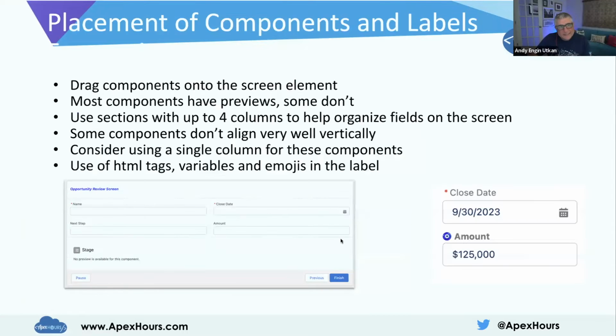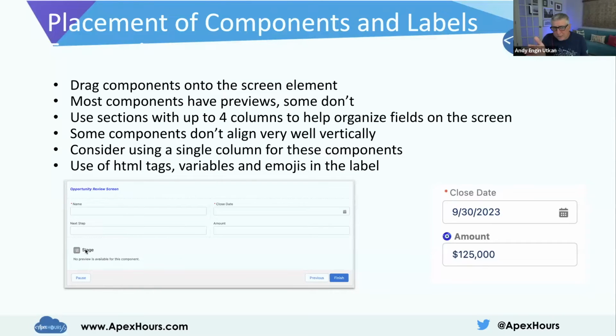So having said that, how do we place our components and labels, and how do we format them in our screen flows? Now we drag our components onto this screen element, right? And most components have previews, some don't. So when you are adding your components, dragging those onto your screen element, some of those components will show up exactly like it would appear when you run the flow, and some of the other ones don't have a preview, so you can't exactly see how it's going to look like. So for that, you're going to have to debug, run, do something.